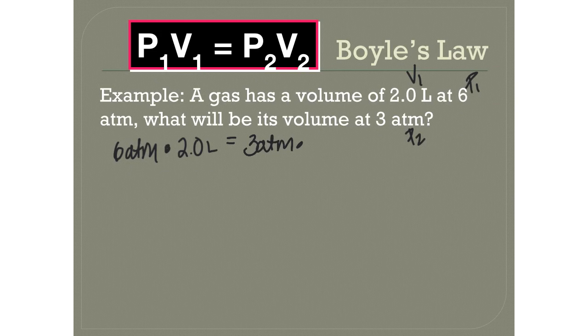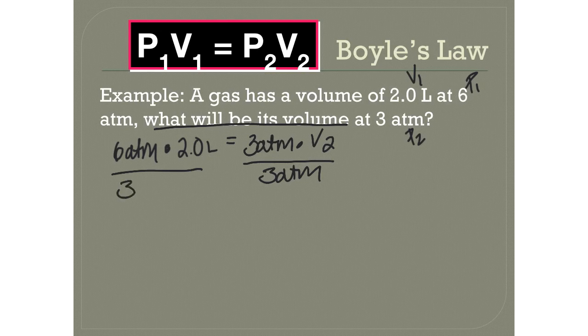We don't have it. It says what will be the volume. So that's our X, essentially, is V2. You can write it as V2 or you can use an X, whichever way you're most comfortable with. And so now we need to figure out V2. To do that, we have to get it by itself. So whenever we have a variable with a number and we want to get it by itself, we divide both sides by what's with our X or our V2.